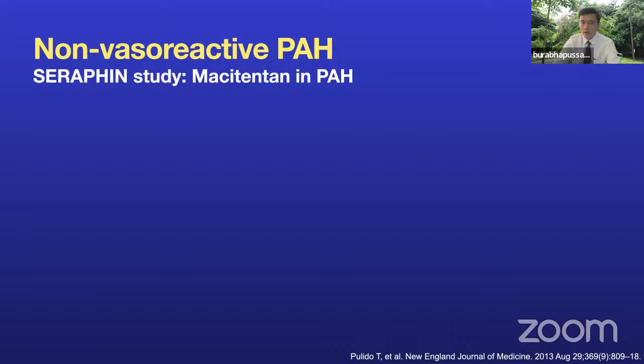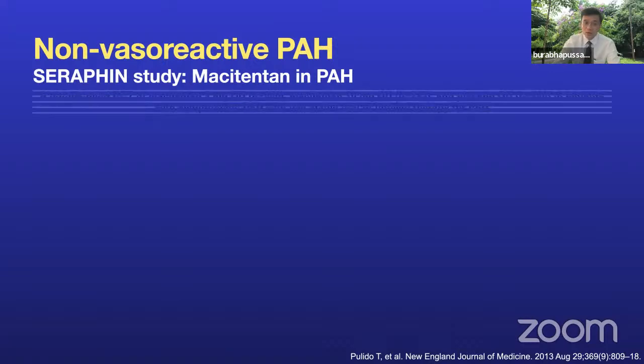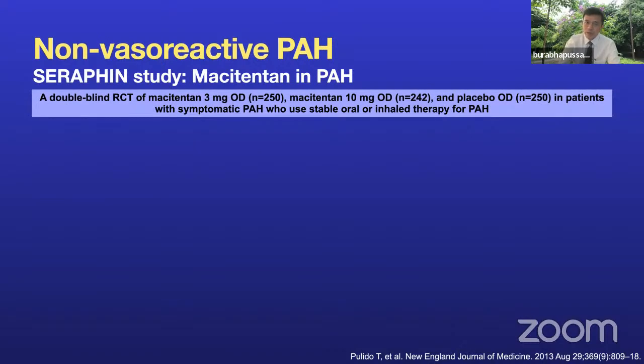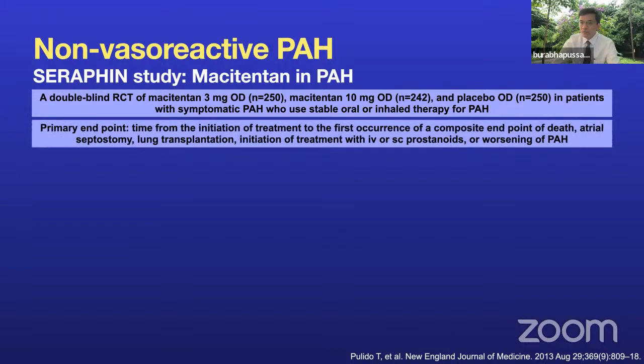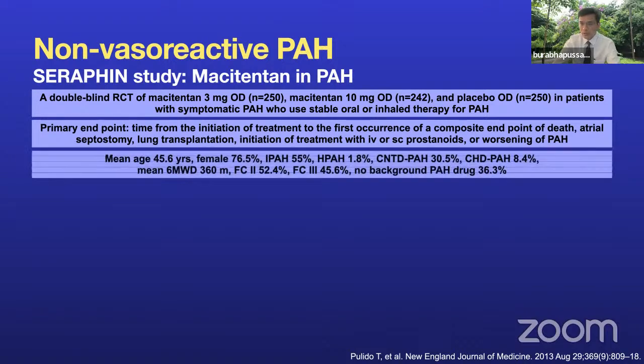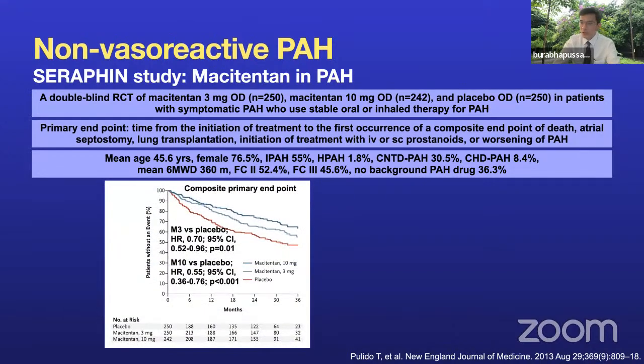This is the SERAPHIN trial of macitentan, in which we compare two doses of macitentan, 3 milligrams and 10 milligrams, with placebo in patients, some of whom are PAH therapy-naive, and the endpoint is a clinical PAH worsening endpoint. You can see that most of the patients are idiopathic, heritable, or connective tissue PAH, and some patients are PAH naive. Now, the result of the trial.